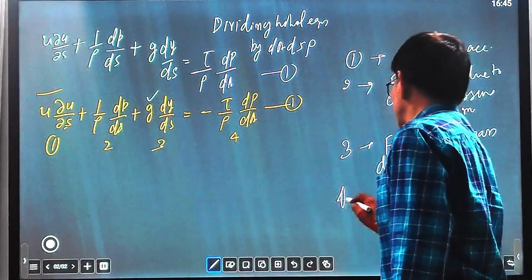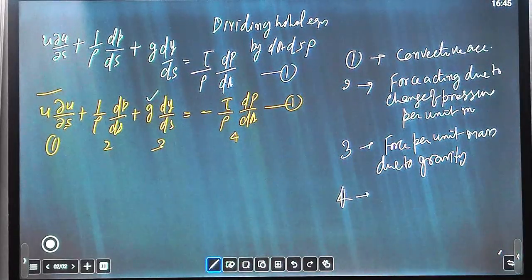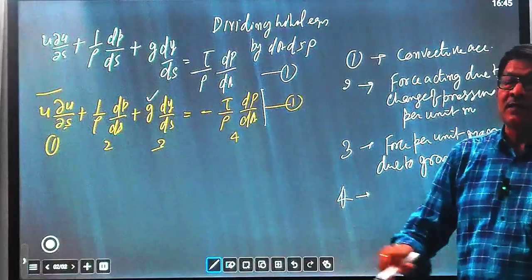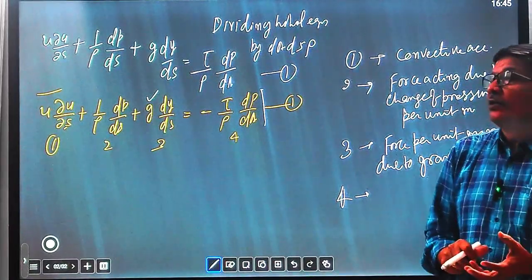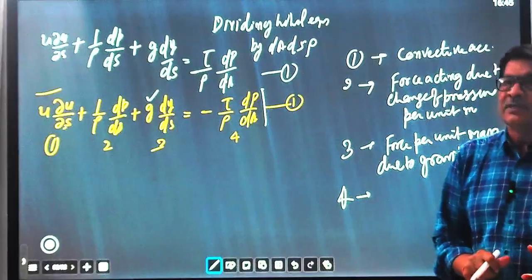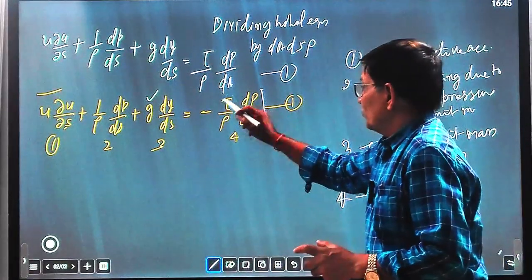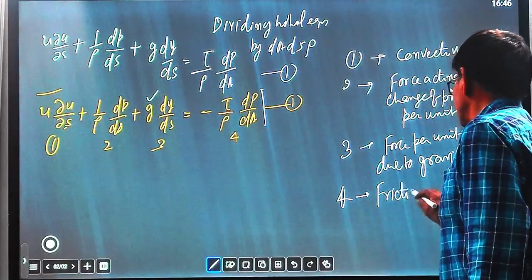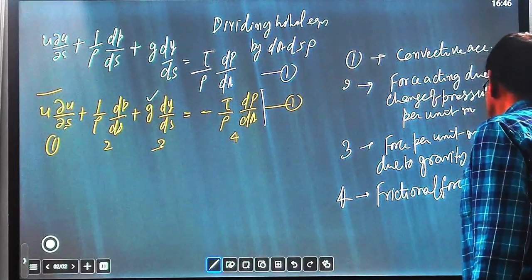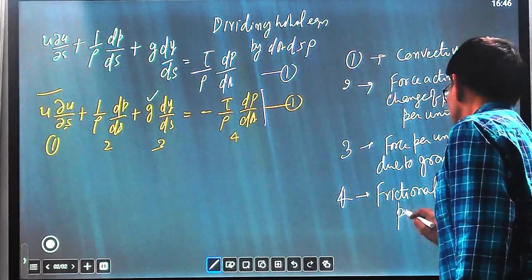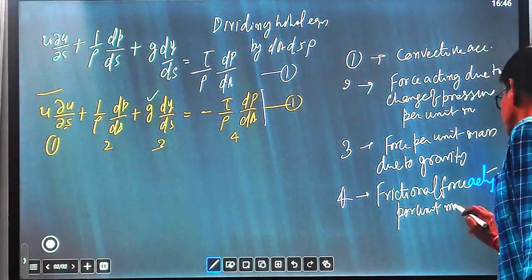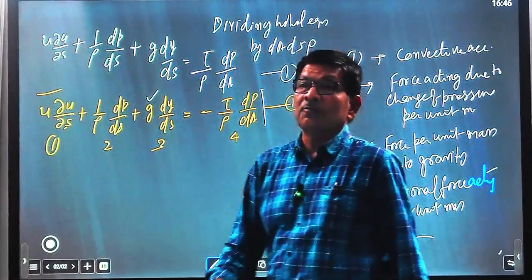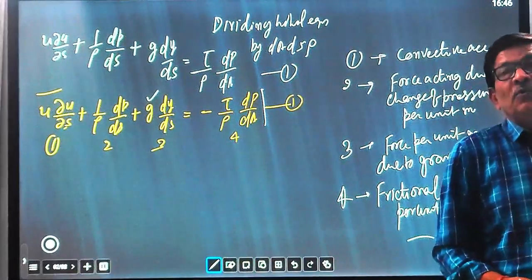And what does term 4 stand for? What does term 4 interpret? It is the force acting per unit mass due to frictional resistance offered by the surrounding fluid over the movement of the fluid element, the cylindrical fluid element. This is term 4, the frictional force acting per unit mass. So this is the physical interpretation of the one-dimensional Euler's equation of force acting on the fluid element.